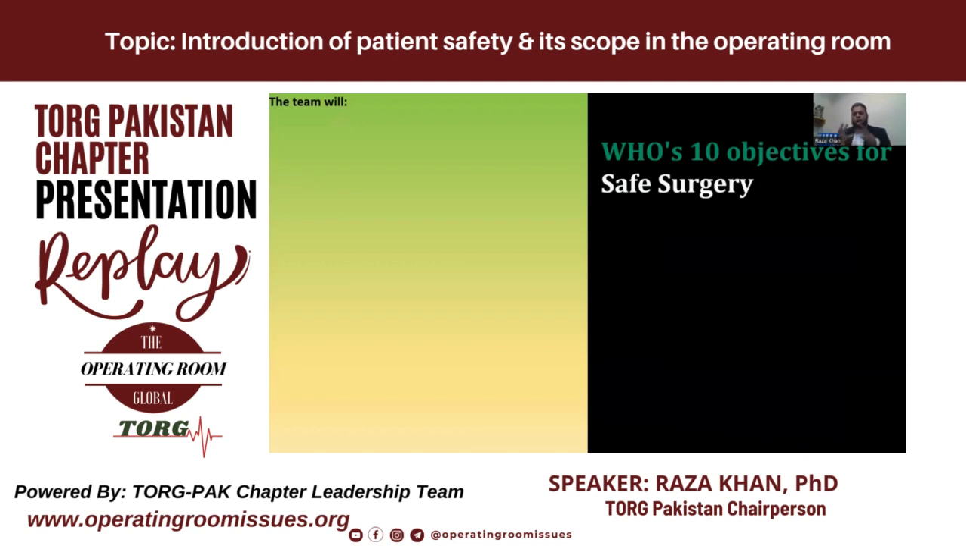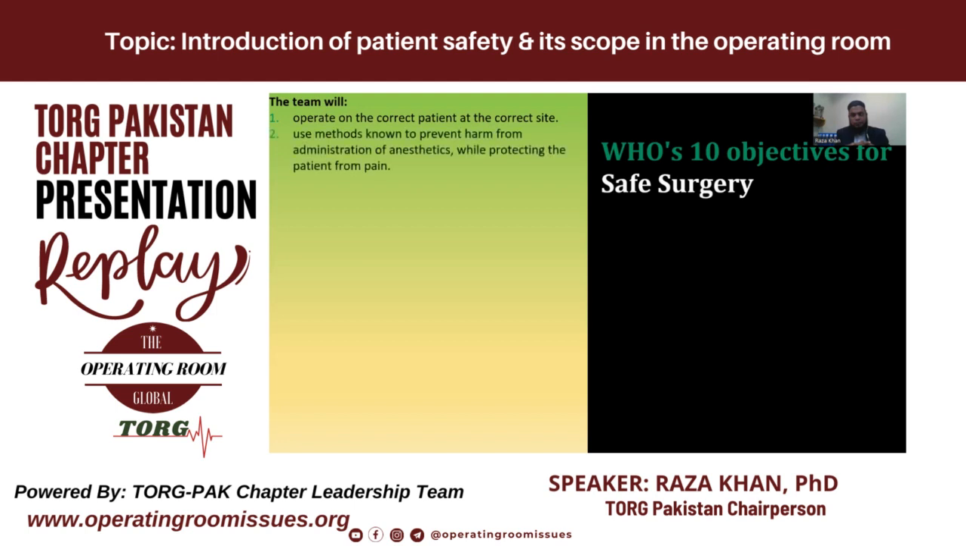Now, what are the WHO objectives for safe surgery? WHO has 10 objectives, a 10-point agenda for developing this safe surgery list. The first is to identify the correct patient. We can say that is right patient, right site. So the first objective was to operate on the correct patient and at the correct site.